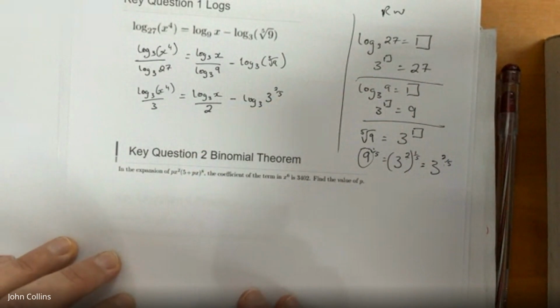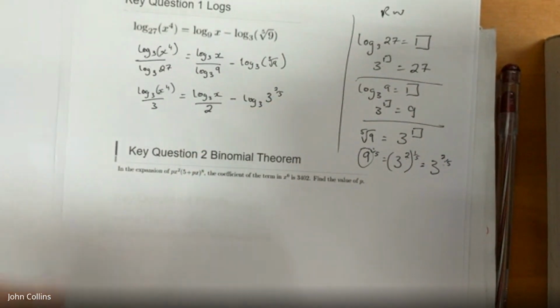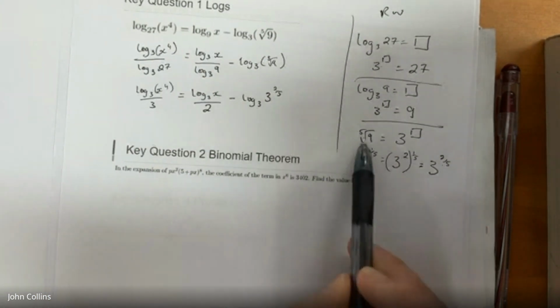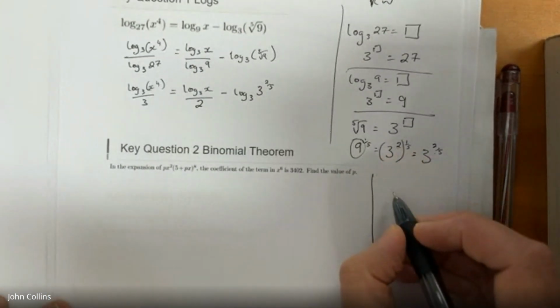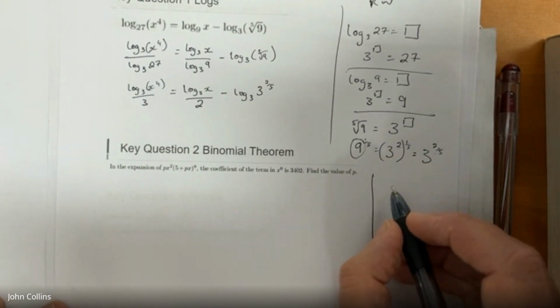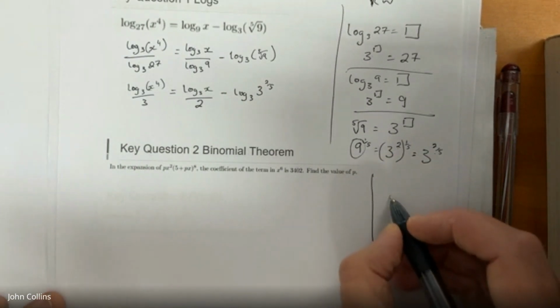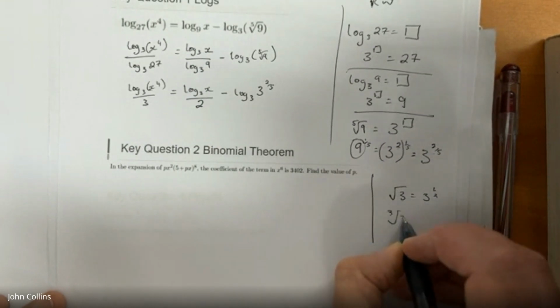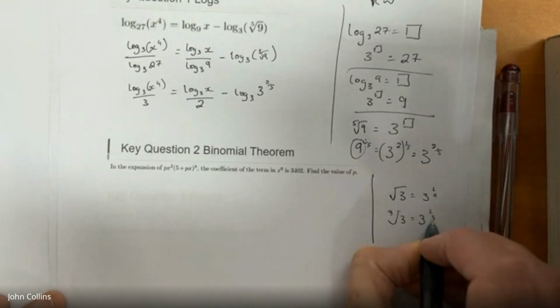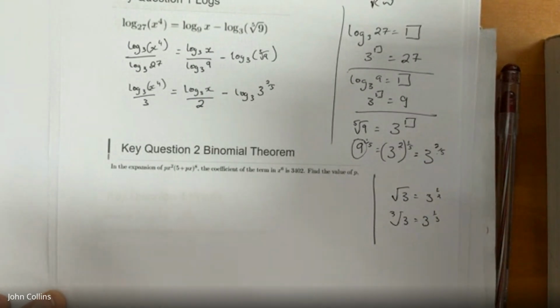How did you transform it? 9, that's just a rule of logs. So if we have, oh, you just do the rule of logs. Square root 3 is 3 to the power of a half. Cube root 3 is 3 to the power of a third. Okay.